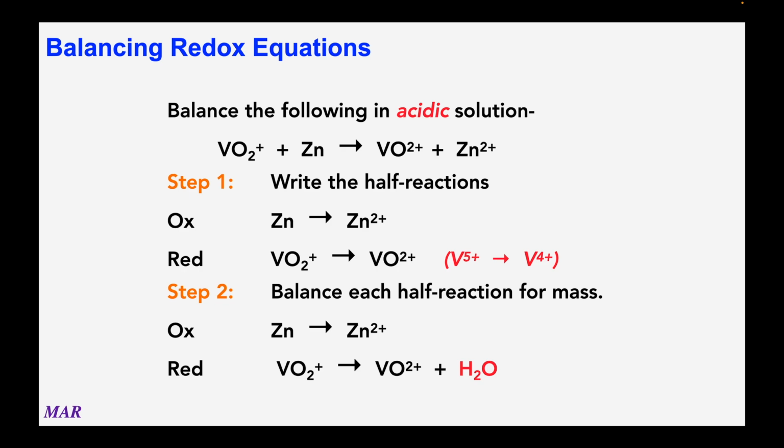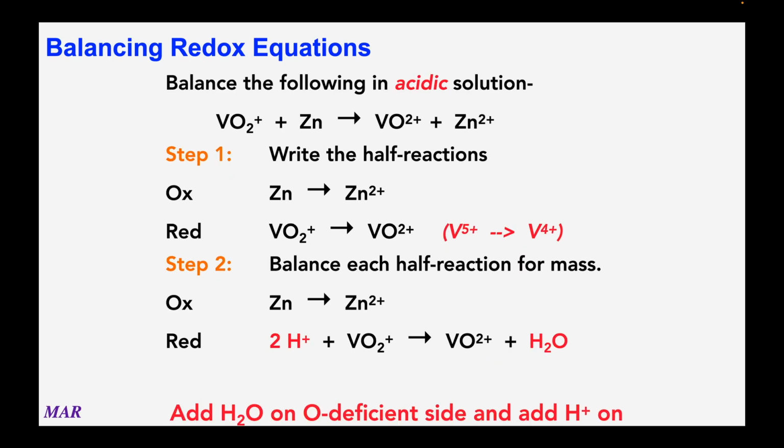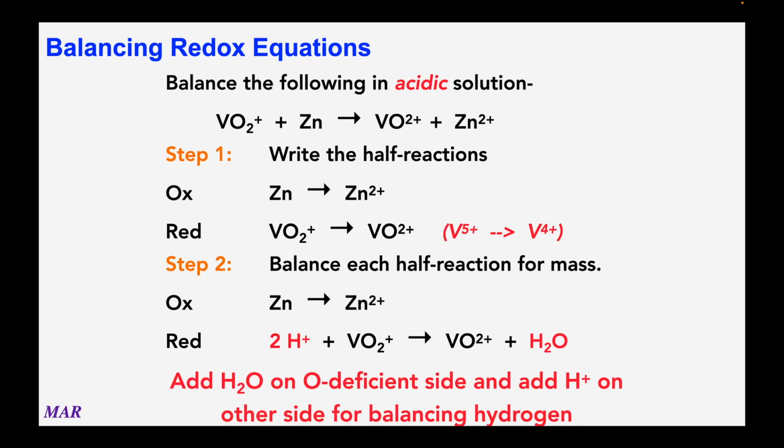But now we have H+ on the product side and no H+ on the reactant side. So in addition to water, you can add H+ ions. This would be the balanced mass reaction for this half reaction: 2H+ plus VO2+1 makes VO2+ and a water. So you want to add the water to the oxygen deficient side. You add H+ to the hydrogen deficient side when you're balancing these.